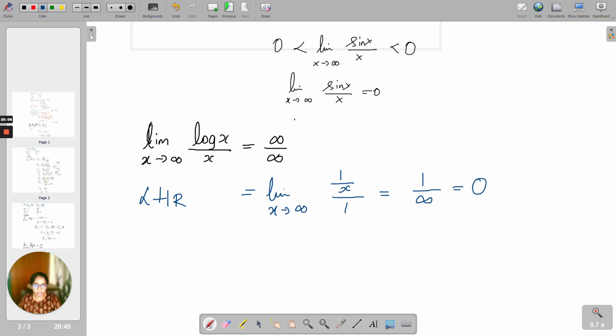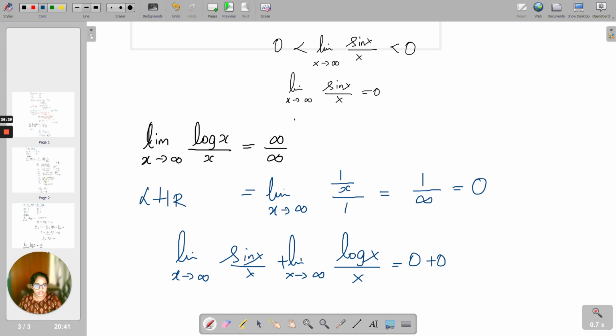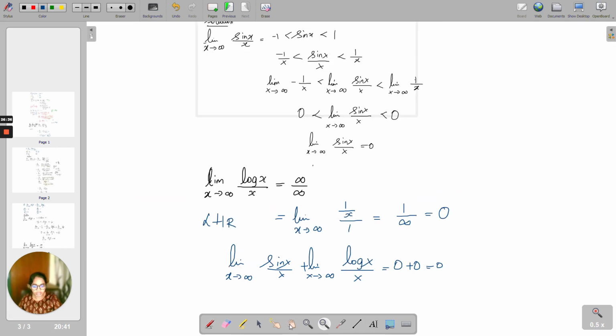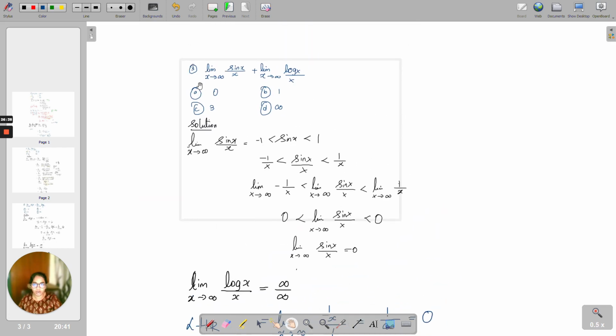Yes, now what did we get? Limit x tending to infinity of sin x divided by x plus limit x tending to infinity of log x divided by x is equal to what? 0 plus 0. Yes, we got 0 over here and 0 over here. What is 0 plus 0? It is 0. Yes, which is our option A.